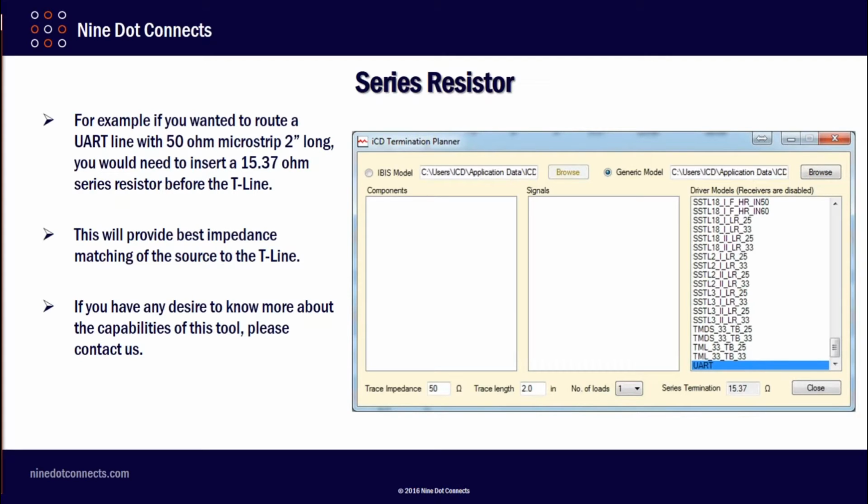Let's say in this situation I'm going to route a UART line, and I know that the source impedance is not exactly 50 ohms, but I know my trace impedance is going to be 50 ohms. I also know my trace is going to be 2 inches long, and I'm only going to have one load on it. It'll tell me that I need to put a series termination resistor right outside the source, and that way it creates an impedance match to my transmission line. And if you have any desire to know more about this capability of this tool, please contact us.